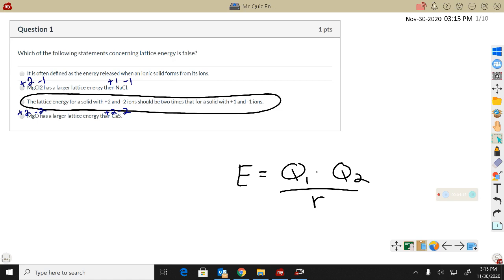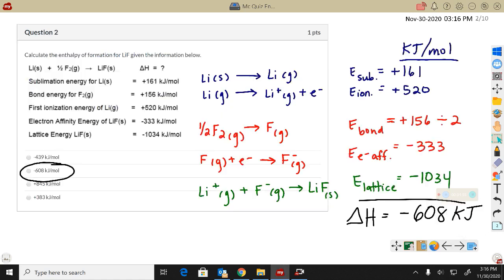Well, it's for sure not going to be double because I'm going to multiply the charges, and so maybe it would be 4 times. But then if I'm technically going to quantify lattice energy, I would also need to know the radius, the distance between the ion centers. And so option 2 and 4 are better statements that I could qualitatively say that one lattice energy is larger than another, but to say that it would be 2 times or 4 times, that I cannot do qualitatively just by looking at charge alone. Then I would need to know the size of the ions as well.